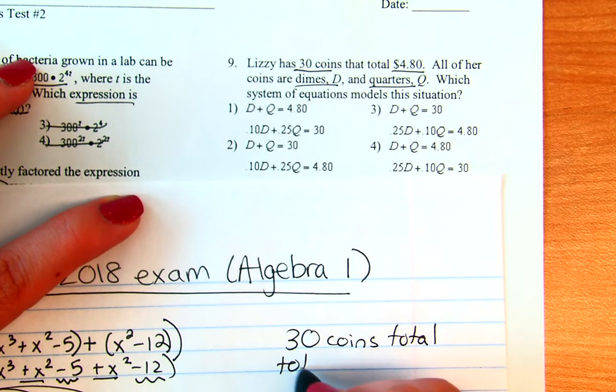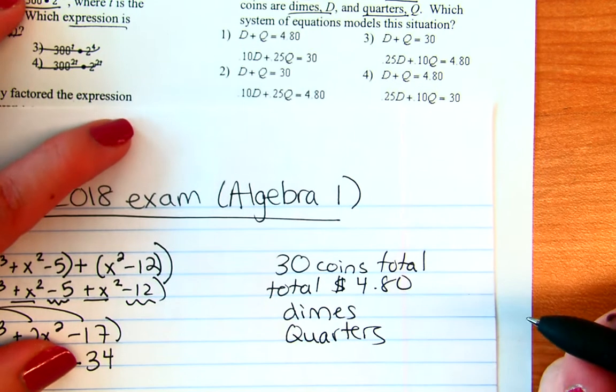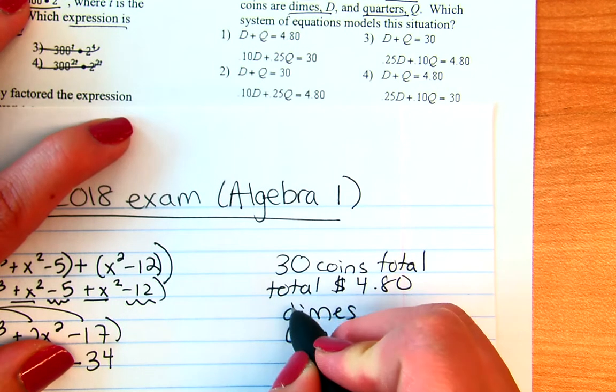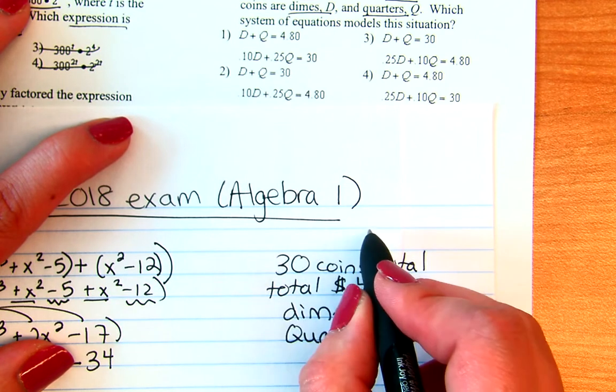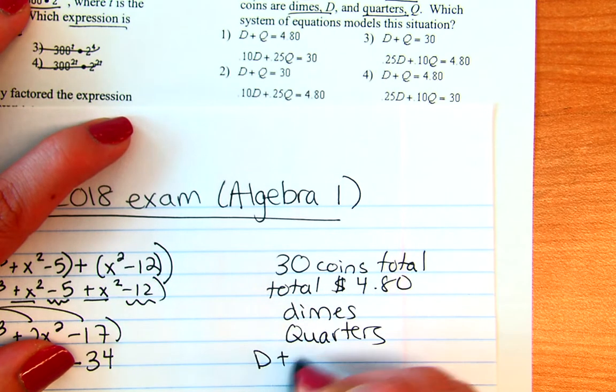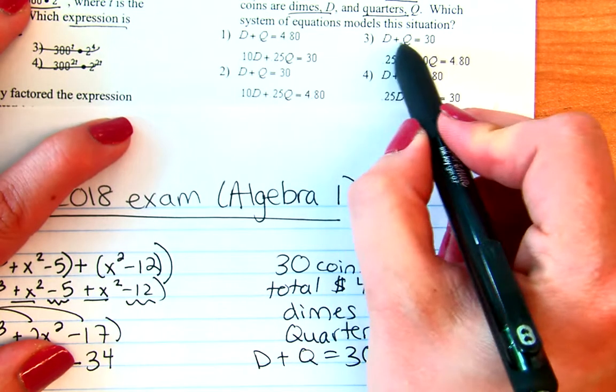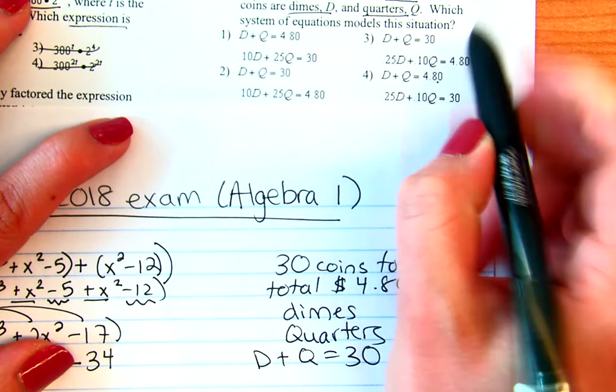And she has a total of $4.80. She's got dimes and she's got quarters. All right, so let's take a look. Well, dimes plus quarters together are going to give you the total amount of coins you have. So D plus Q equals 30 has to be one of the equations. So D plus Q equals 30. D plus Q equals the amount of money.